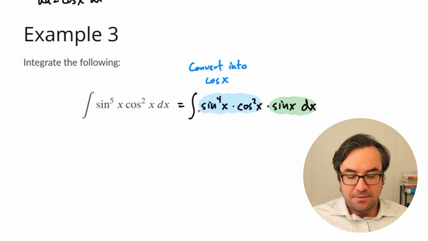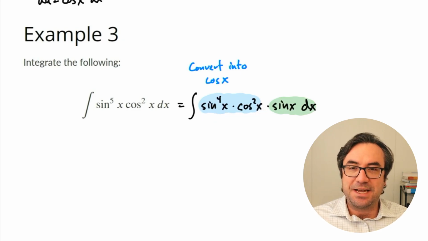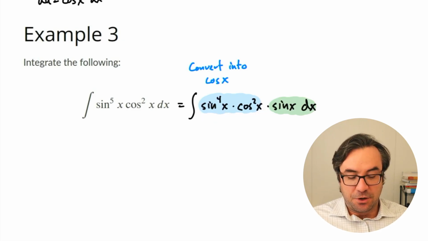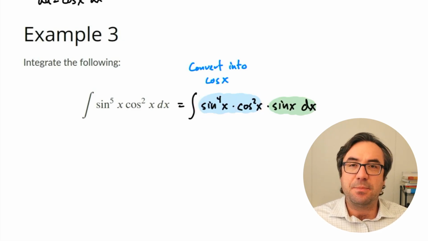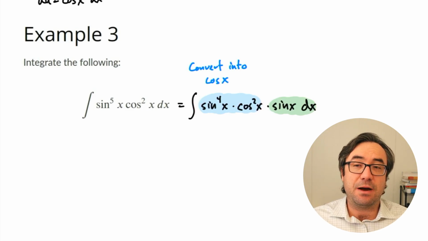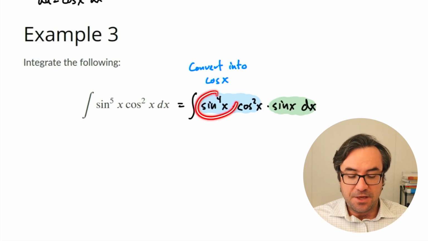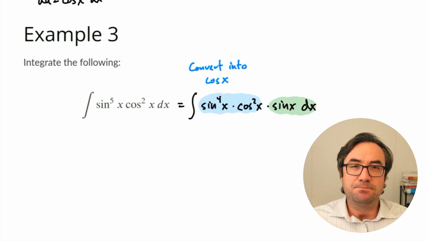And maybe before class time, think about this: the cosine squared here is good. Think about what we might do with this sine of x raised to the power 4. We want to use that trig identity, sine squared plus cosine squared equals 1. Think about what we might do here. And we'll see you in class. Bye-bye.